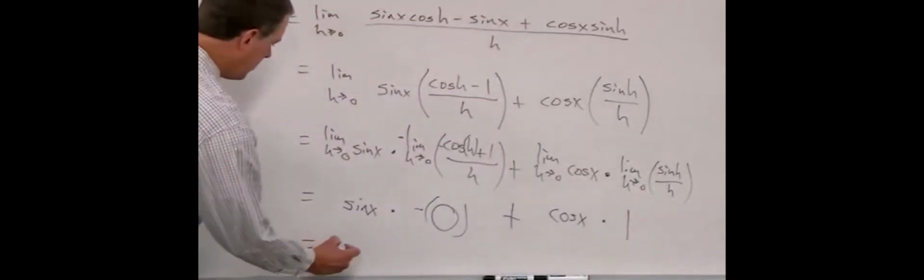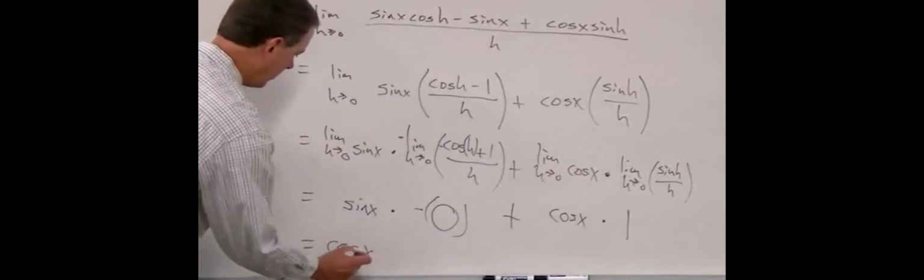The answer comes out to be cosine of x. It's okay. It's a game. No, it's not okay. We'll never be okay. Derivative of sine is cosine of x.